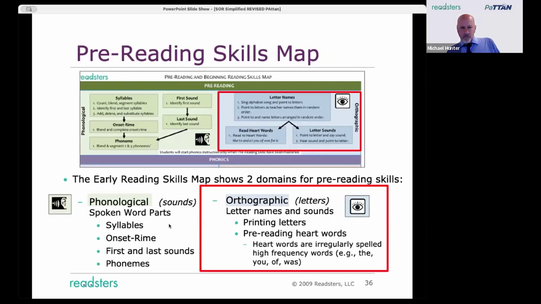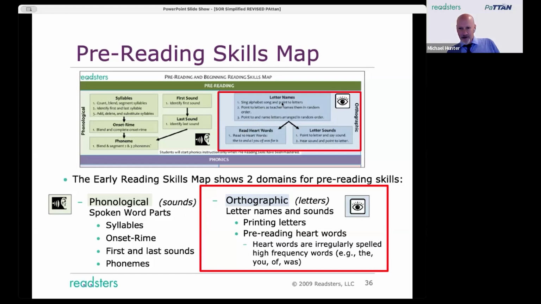Going back to our map, on the pre-reading skills map, on the orthographic side, this again is letter names, letter sounds, and then we at Readsters believe you only need to teach 10 simple high-frequency words before you start phonics instruction. And that will allow you to have students in very early decoding lessons start reading simple sentences. But you do not have to spend a lot of time having them memorize 72 unfamiliar words while they're still trying to figure out what the letters are. That doesn't make sense to us.